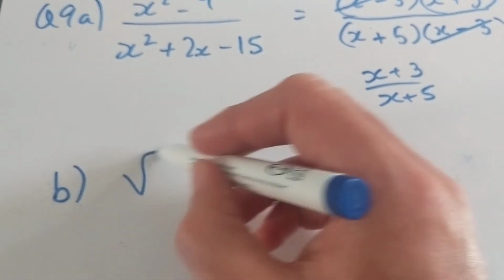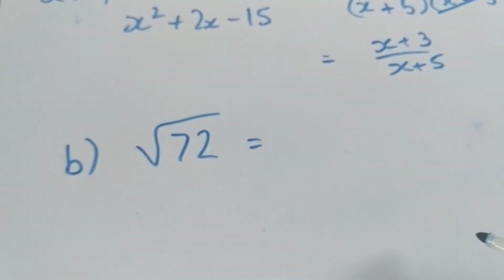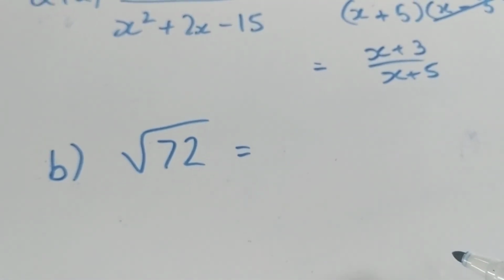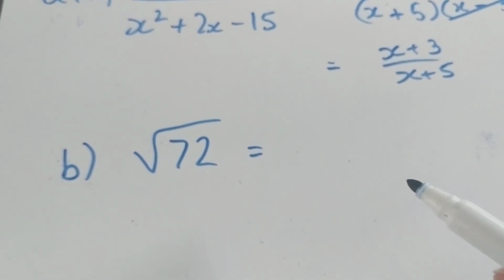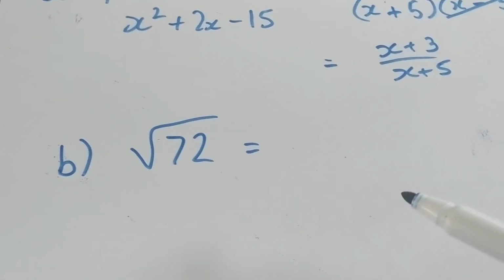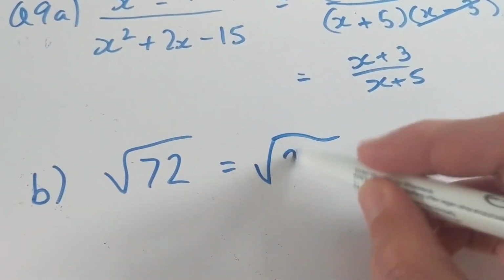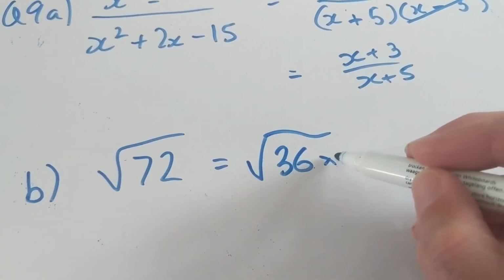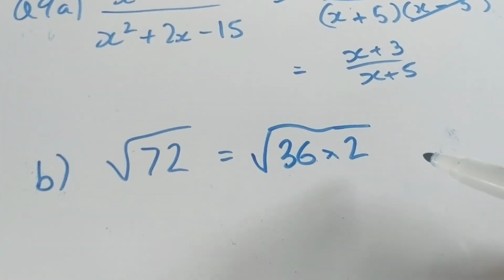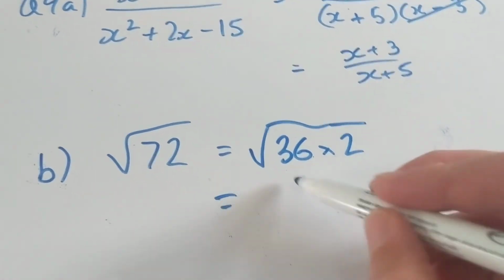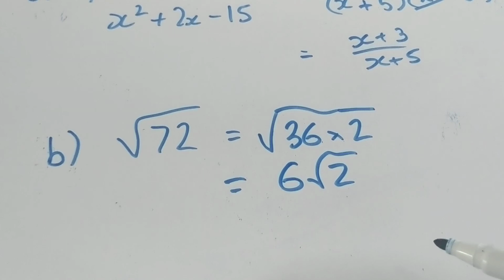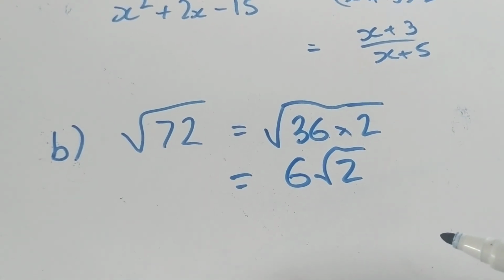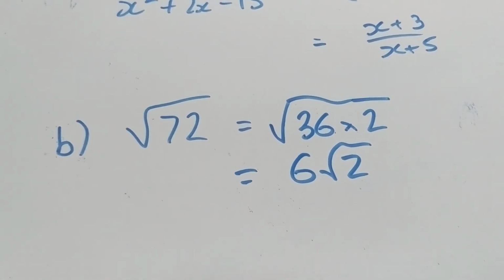In part B, it's asking you to simplify root 72. So you just need to know your square numbers here. It's the biggest square number that goes into 72. 9 does, but it's not the biggest square number. 36 is the biggest square number that goes into 72. So it'll be root 36 times 2. You know the square root of 36. You don't know the square root of 2. So it's 6 root 2 is your answer. Don't just rely on your calculator for that, because that could be non-calculator.